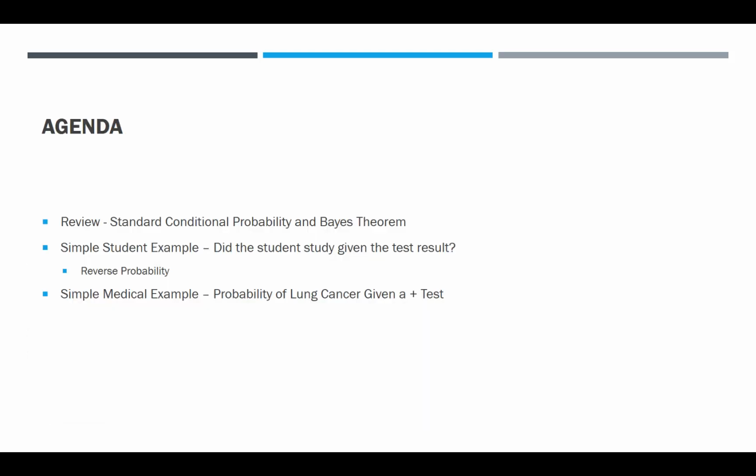Our agenda today is right here. We're going to review standard conditional probability and Bayes' theorem. Last time we did a simple derivation of that, a non-rigorous explanation of how we derive Bayes' theorem. And then next we're going to get into a simple example of application of that theorem: did a student study for the test given the test result. Again, this is kind of reverse probability here. And then a simple medical example, the probability of lung cancer given a positive test.